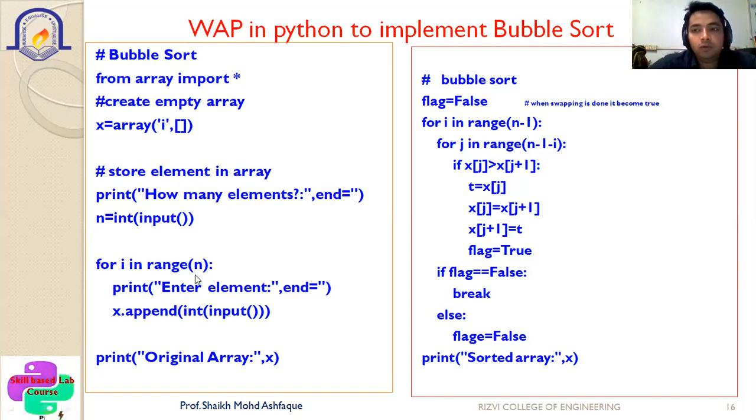So it will go from 0 to 1, then 2, then 3, then 4, up to the n minus 1 location. So each time, then colon, after that the indentation mark will be considered as the part of your for loop. So we are printing, print enter element. Then x dot append method, we are using the append method here. We know that the append method is going to add the data at the end.